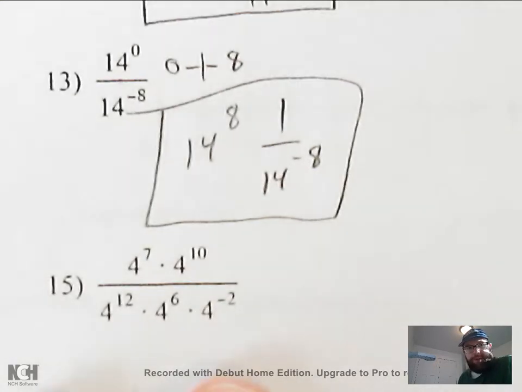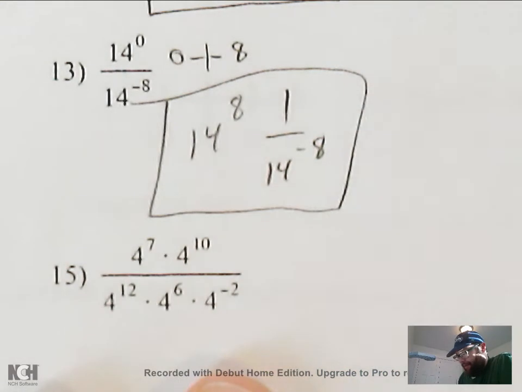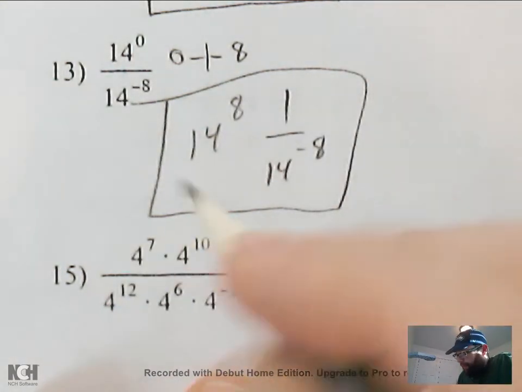All right, let's try another one. So this one, we have multiplying on both. So we're going to multiply the top, get it down to a single number, and we're going to multiply the bottom, get it down to a single number, then we'll do the dividing. So we're going to do our multiplying first.